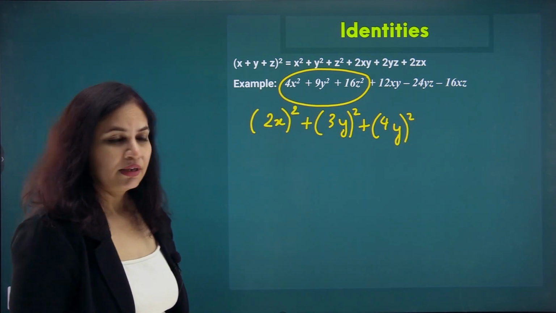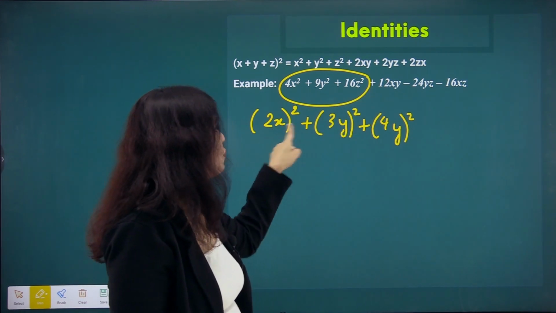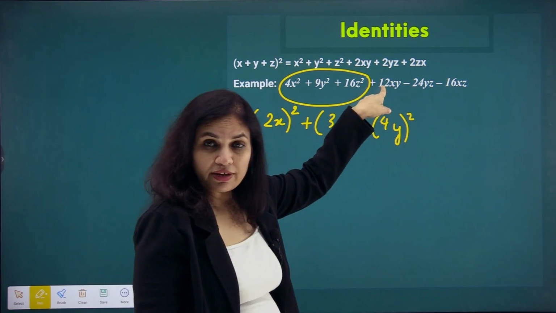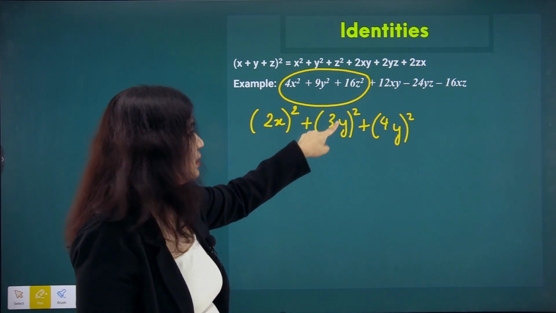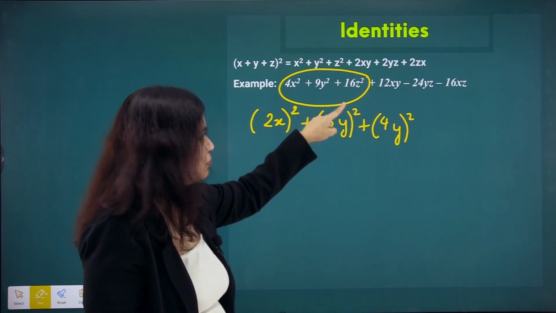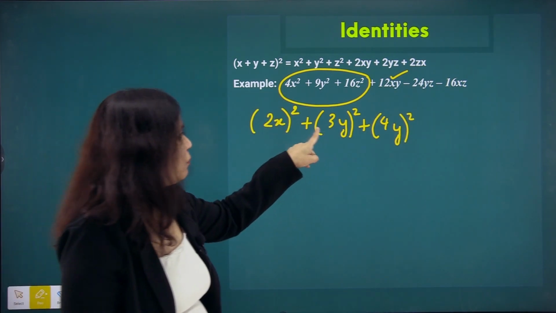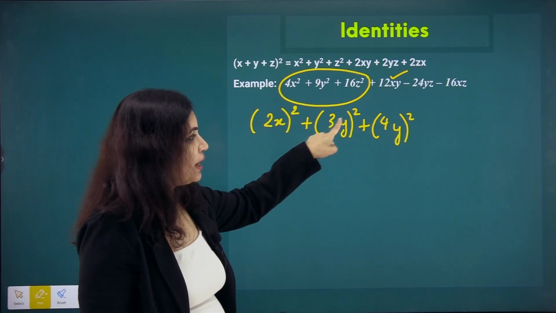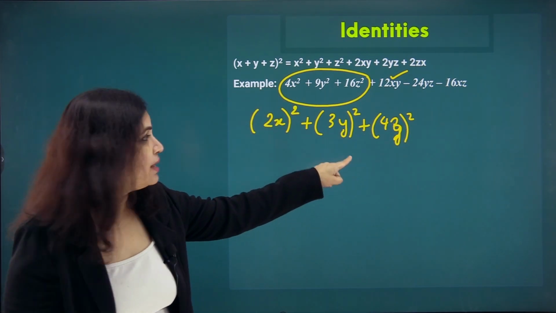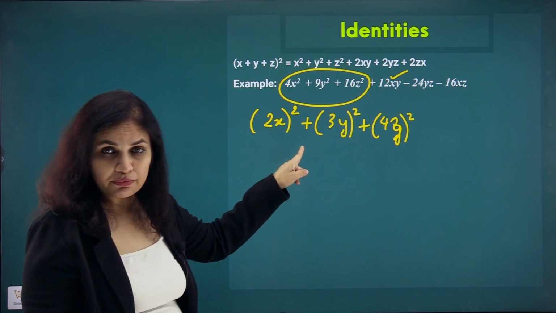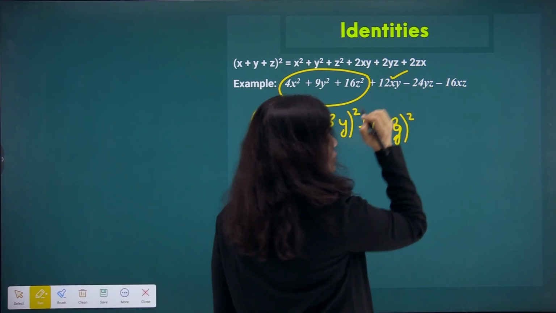Next, I have to see whether the x and y terms are giving me the result 12xy. 2x times 3y is 6xy. That multiplied with 2 will give me 12xy. So, yes, this is correct. Y and z, 3y times 4z will give me 12yz, and that multiplied by 2 will give me 24yz, but here I have minus 24.